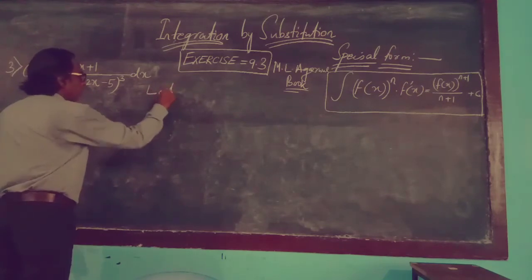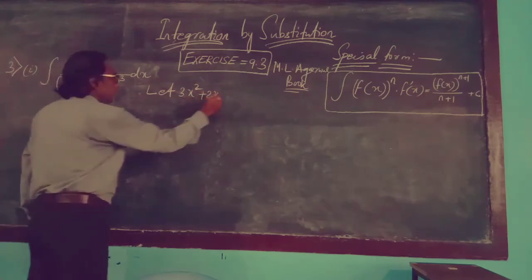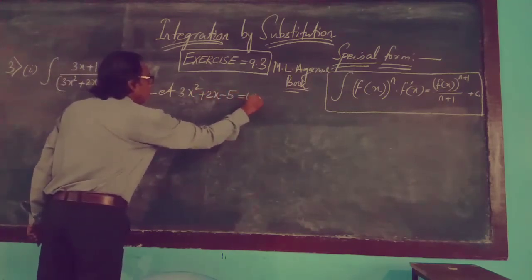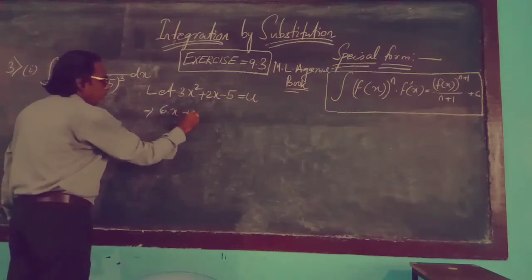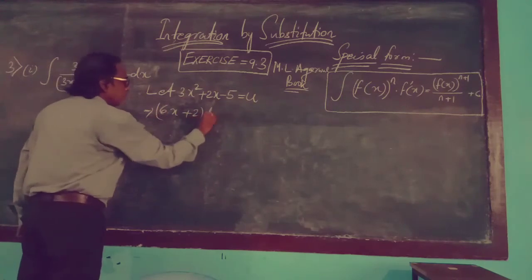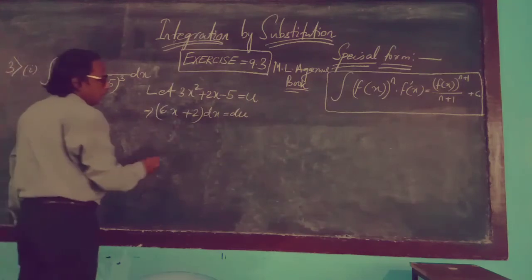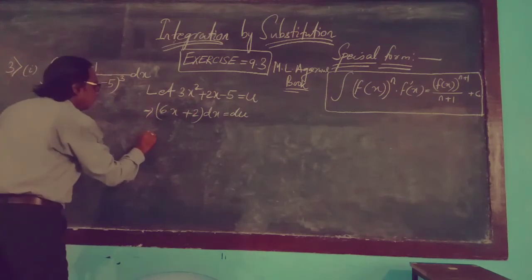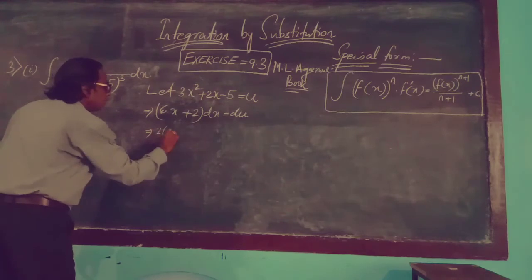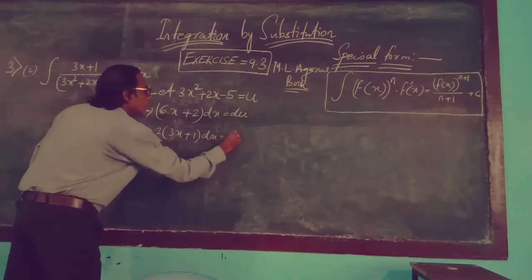Then 3x square plus 2x minus 5 is u. What is the derivative of this one? It is (6x plus 2) dx equal to du. Differentiating both sides, du by dx is 6x plus 2. Now take 2 common here, then you have 2 times (3x plus 1) dx equal to du.